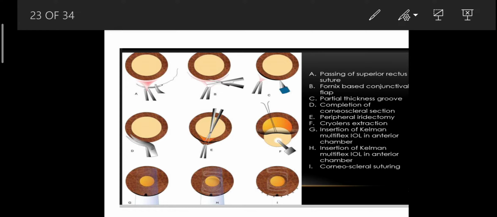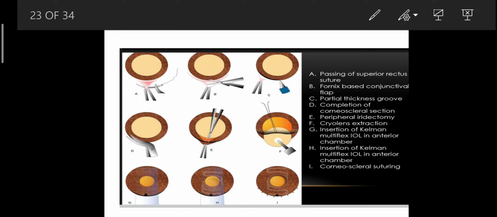So the shape of that, you can see there is a difference between the posterior chamber IOL and anterior chamber IOL. This is also called Kelman flex lenses. So anterior chamber IOL is implanted, followed by closure of the incision. This is a very big incision. It needs to be closed by using sutures.